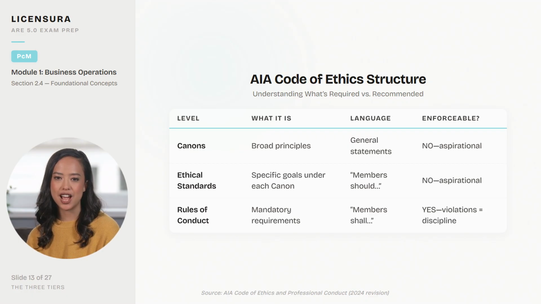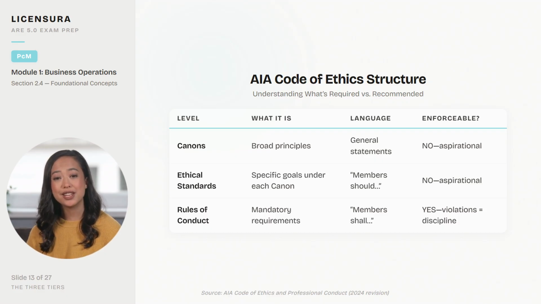In the middle, you've got ethical standards. These sit under each canon and offer more specific guidance. They use the word should. Still aspirational, still not enforceable. Think of them as the roadmap for how to pursue the canon's ideals.